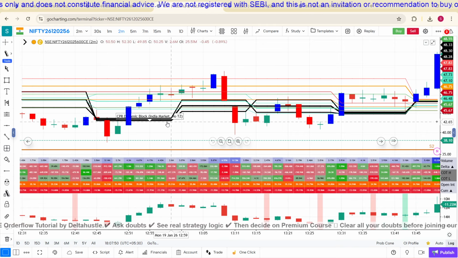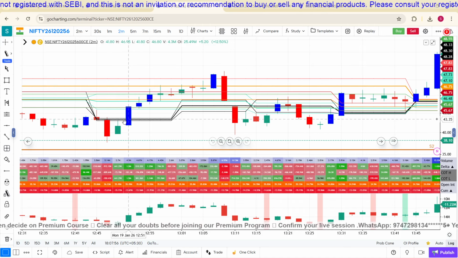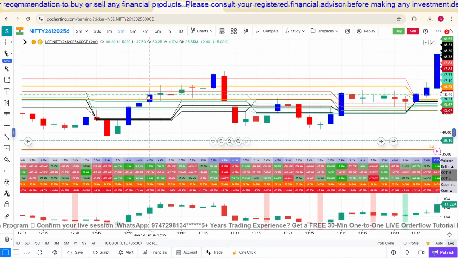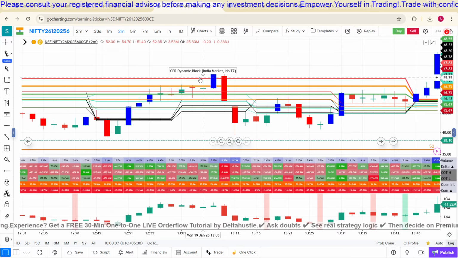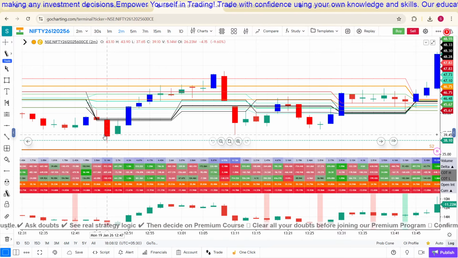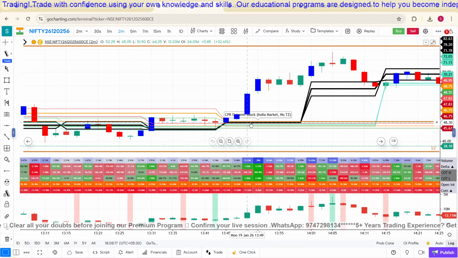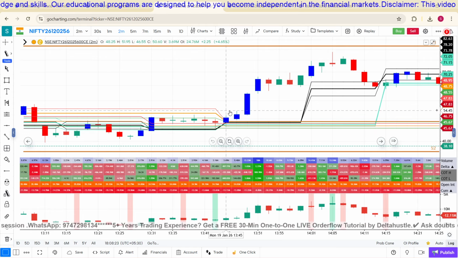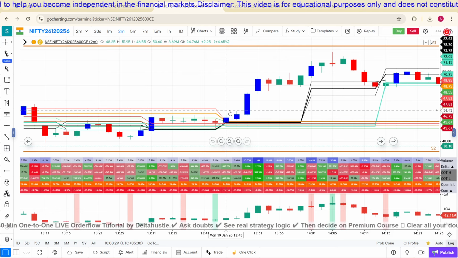And 15 minutes CPR is a very, very key point. If that breaks, it will touch the top level of 30 minutes CPR. If that breaks, 90 minutes CPR top. And here there is a trap. And this is not in an order. We need a 15 minutes CPR on the top and 30 minutes lower to that and 90 minutes lower to that. And one of the CPRs should be narrow.